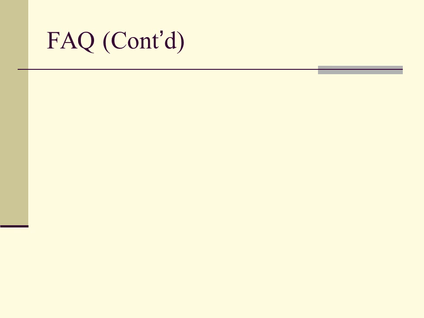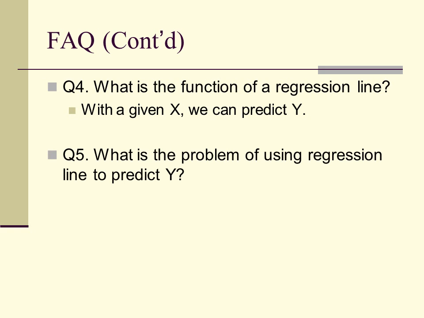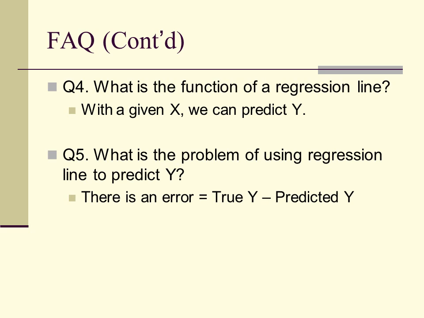Now I have a couple of questions. First, what is the function of a regression line? The function of the regression line is that with a given x, we can predict y. Another question is, what is the problem of using the regression line to predict y? Yes, there is an error. The error equals the true y minus the predicted y.